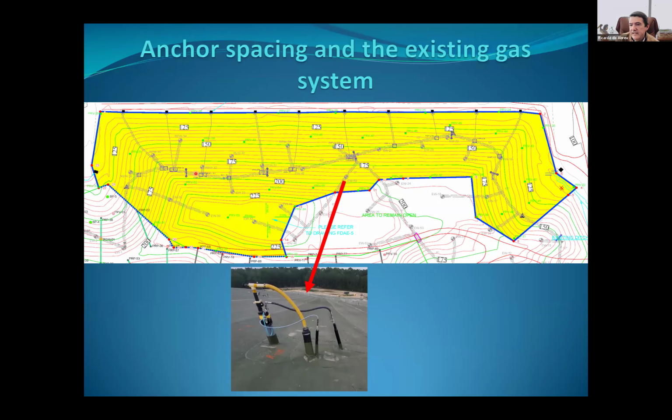One other problem that we had, remember, we had a gas system underneath the surface. We have pipes all over. And the good thing in this case is we knew where they were. We have very good information, very good records. So we could locate our anchors in a way that would not puncture the gas system, the gas pipes.